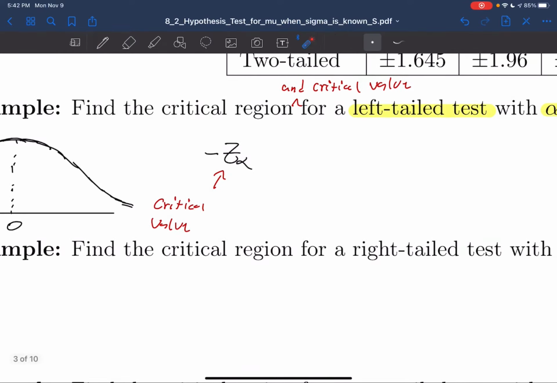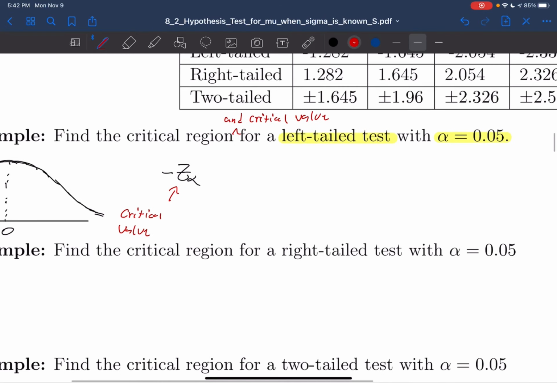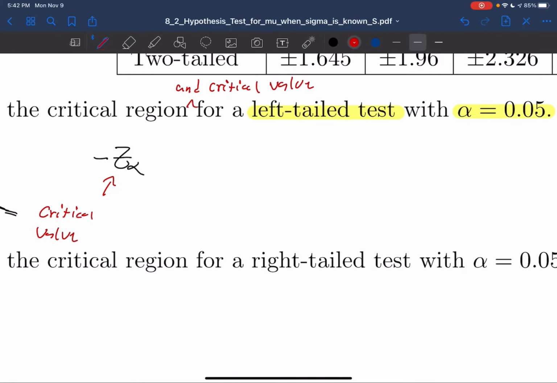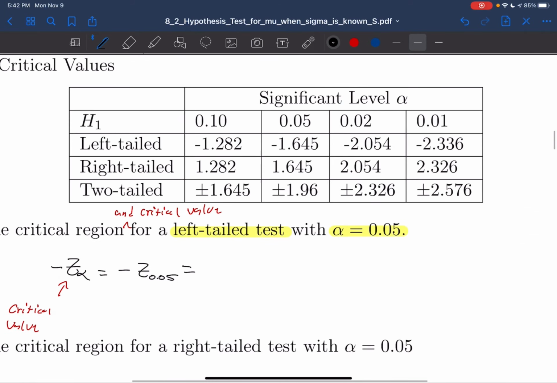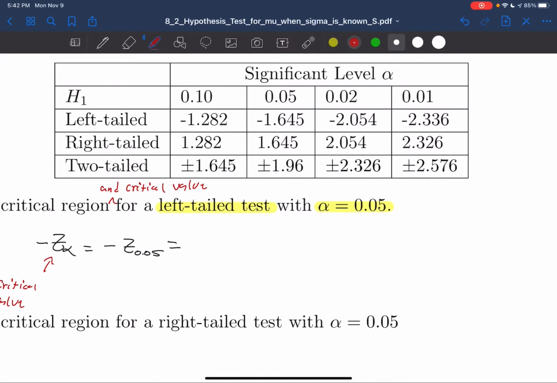Critical value for a left tail test. So since we know our significant level, 0.05, we could rewrite this as negative z of 0.05. Now we are able to use the chart, which is right here. In our significant level, we want to identify which one we are working with. Since the problem is asking for alpha equals 0.05, we look at 0.05, which is right here.